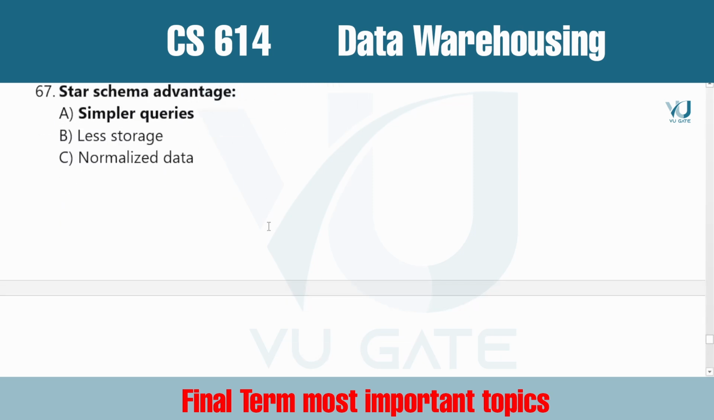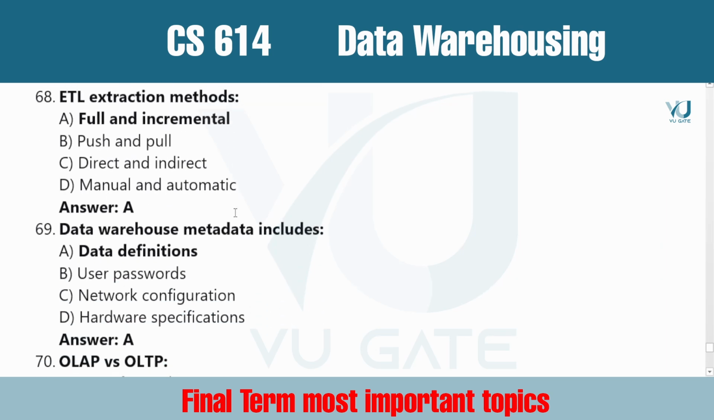Question 67, star schema advantage. The correct answer is option A, simpler queries. Question 68, ETL extraction methods. The correct answer is option A, full and incremental.